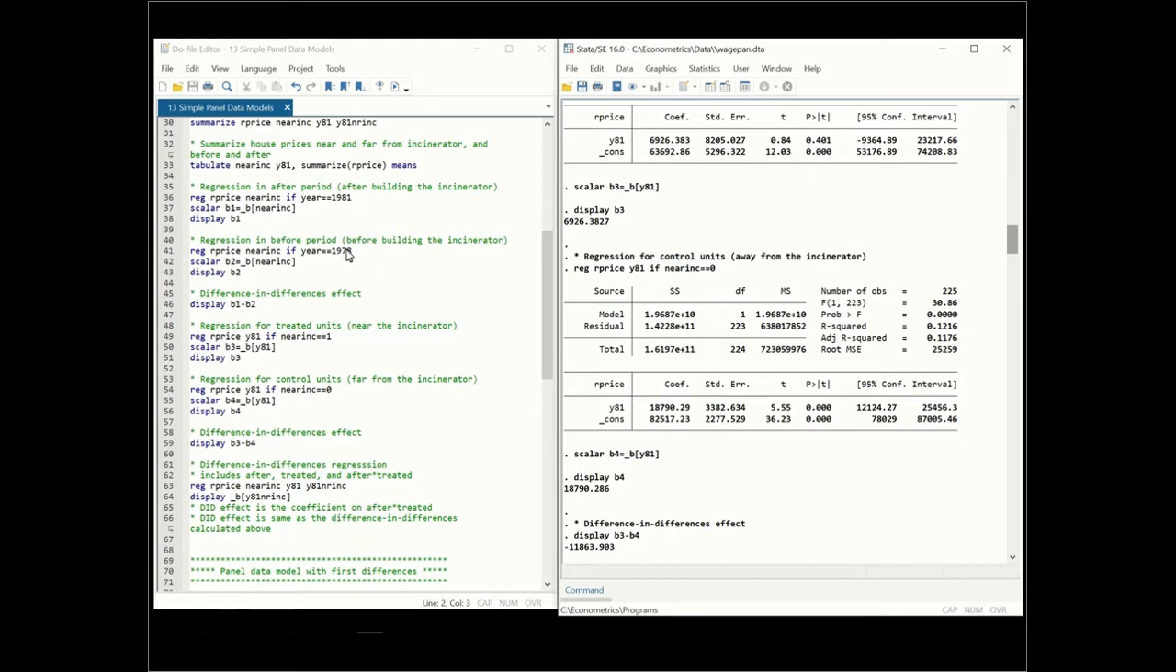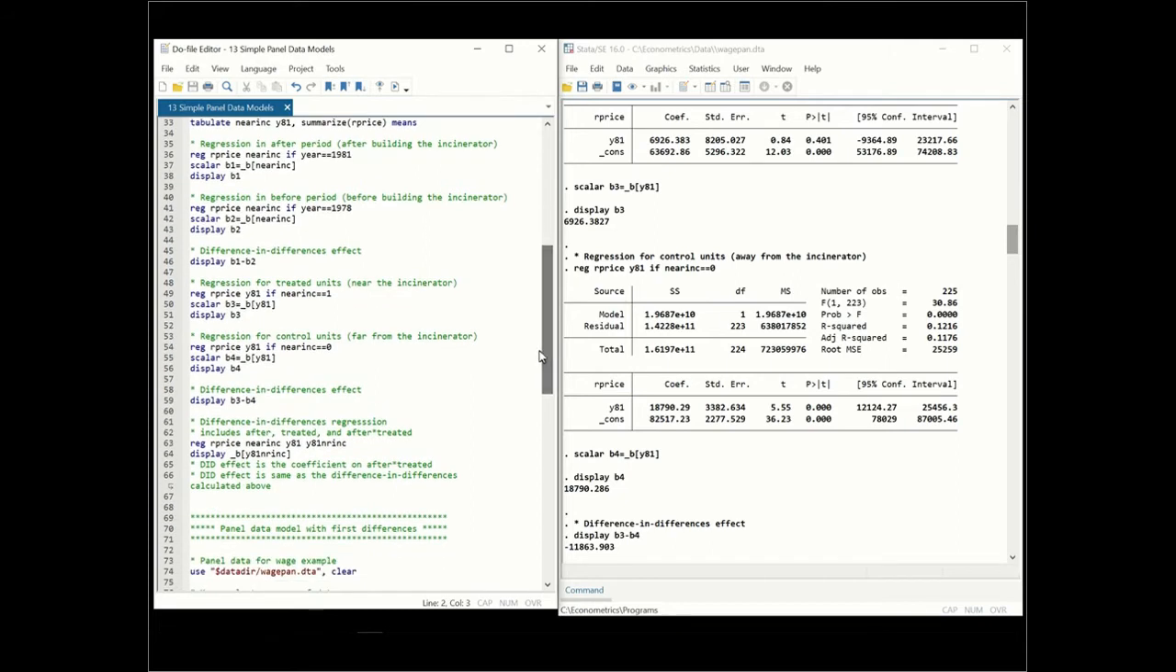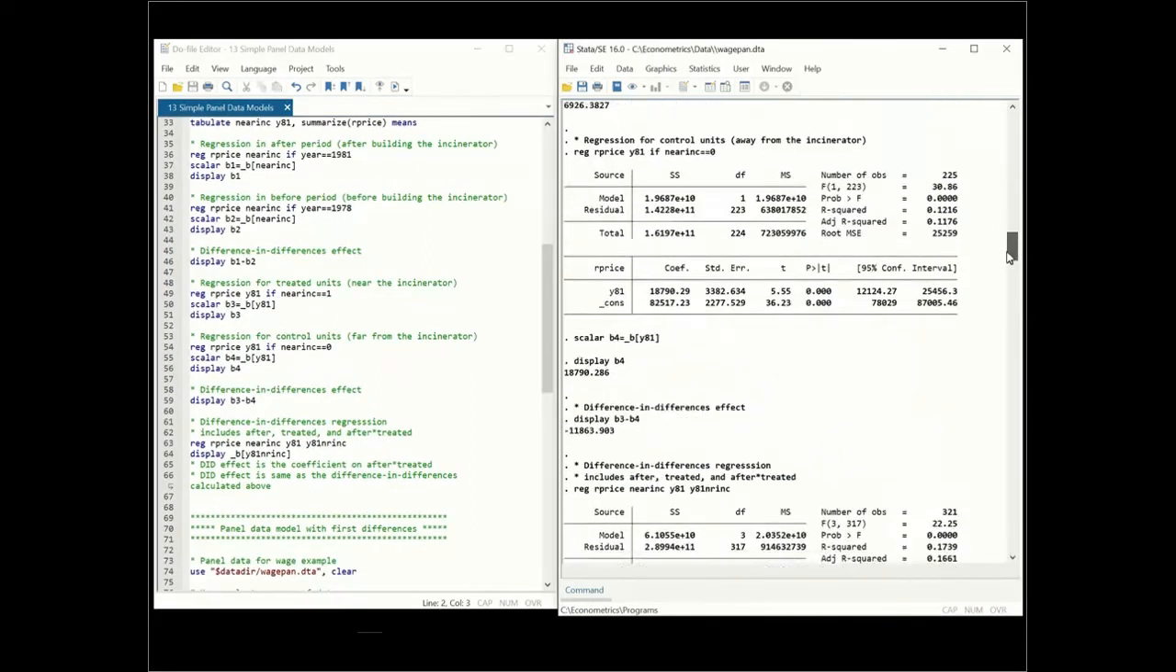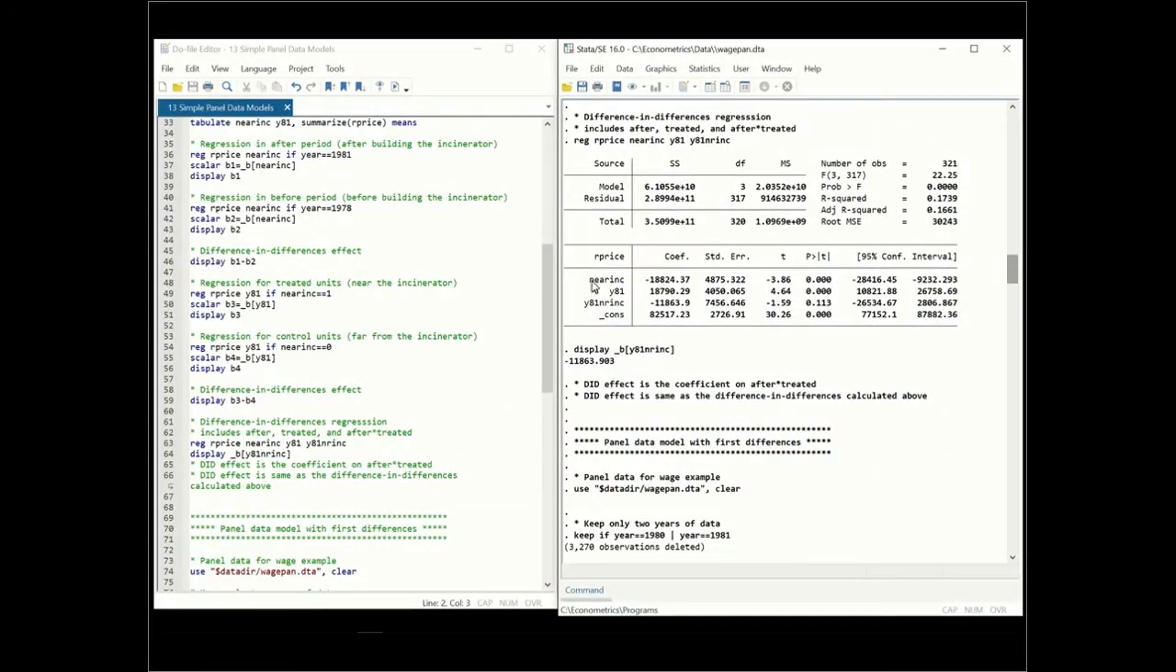So now again, no one would do things the slow way by estimating two regressions like that, because we don't have any standard error or significance attached to this difference. So how we would actually do it is by calculating a difference in differences regression. And that's how it works. We need to calculate after, treated and after times treated. So basically we need to have the house price.